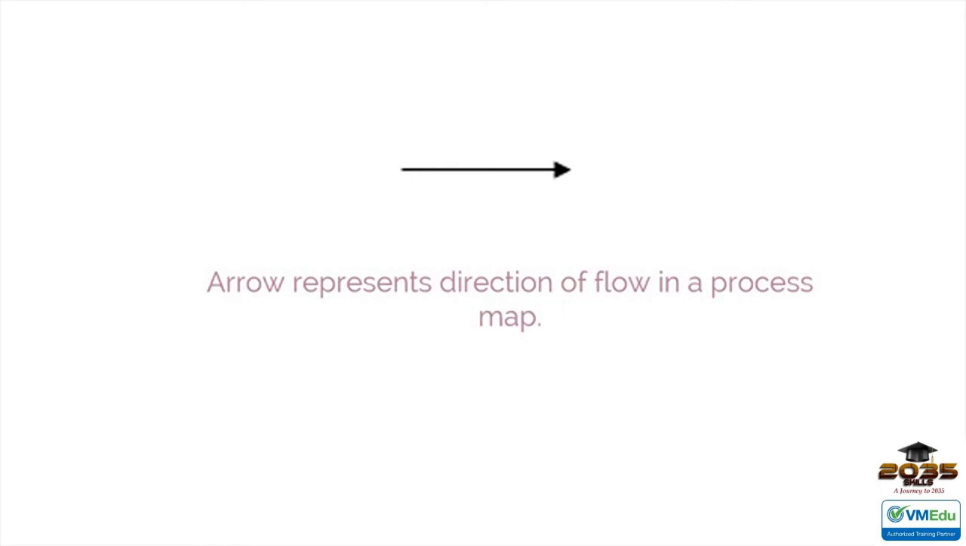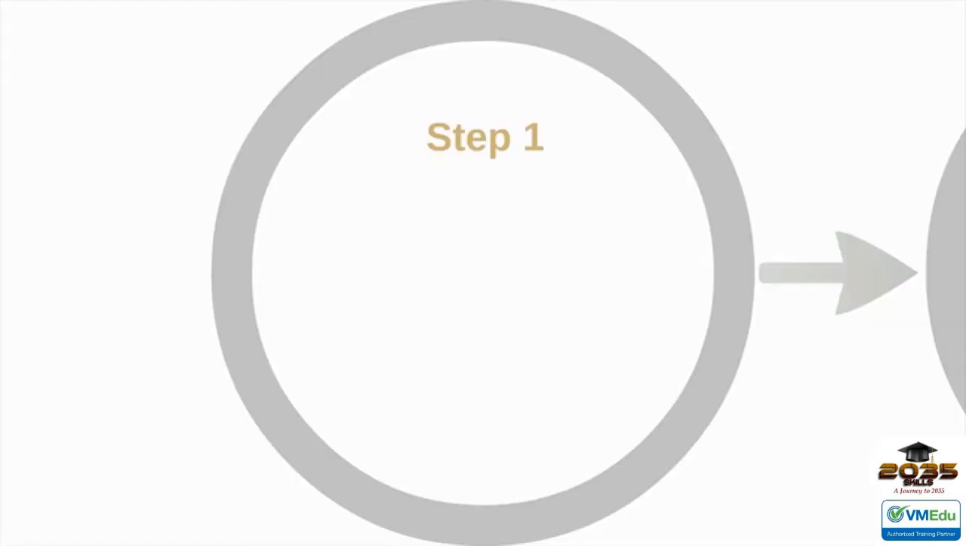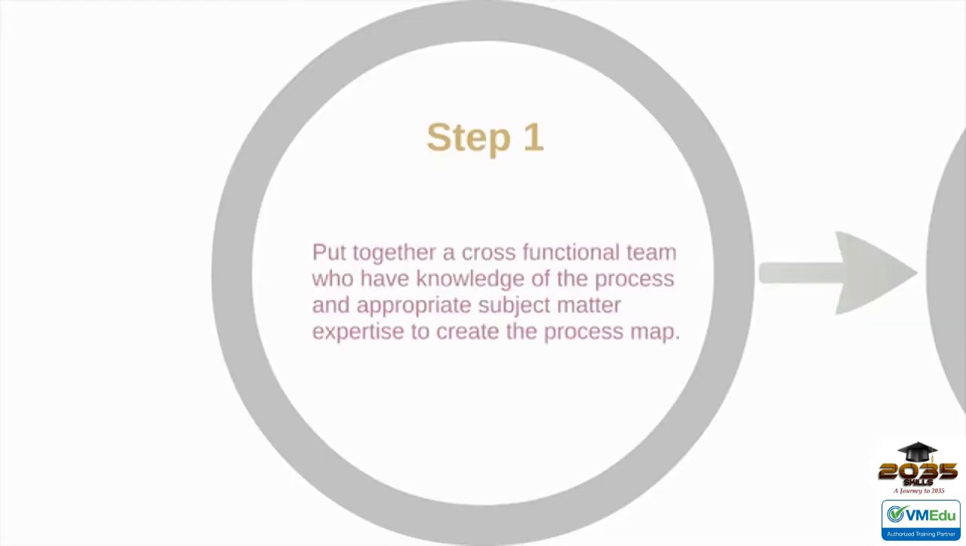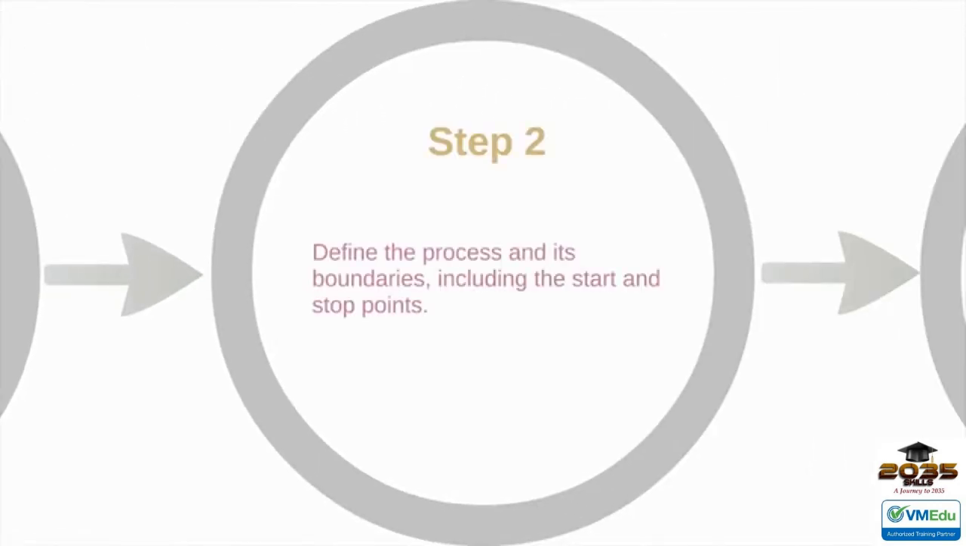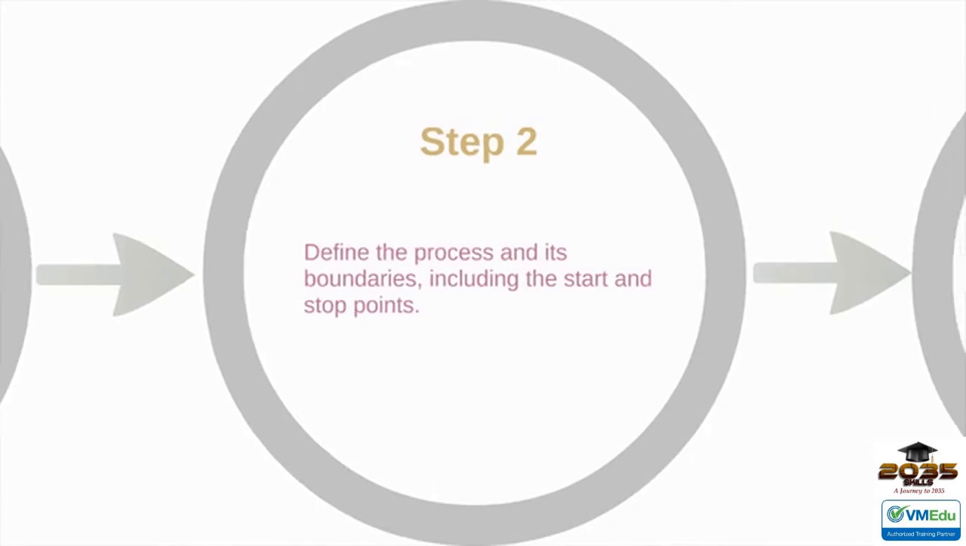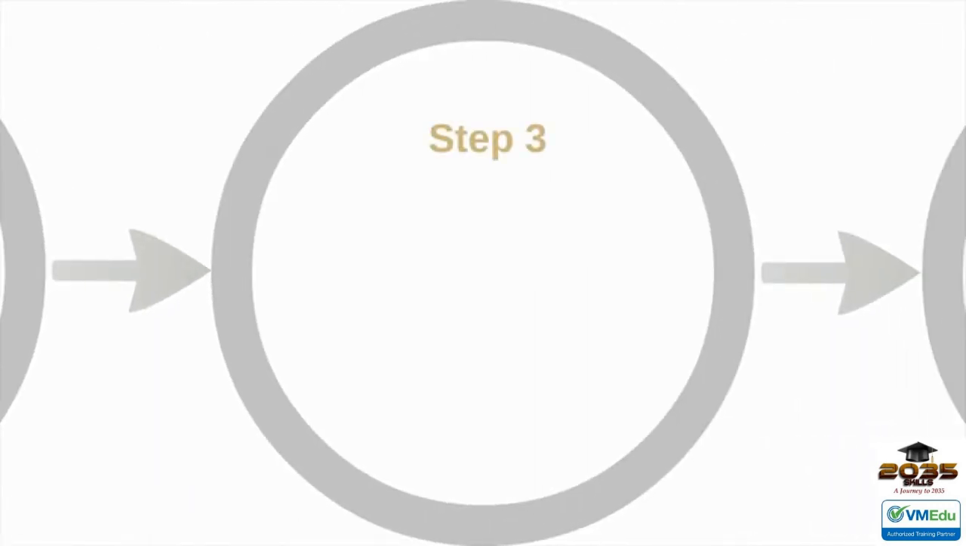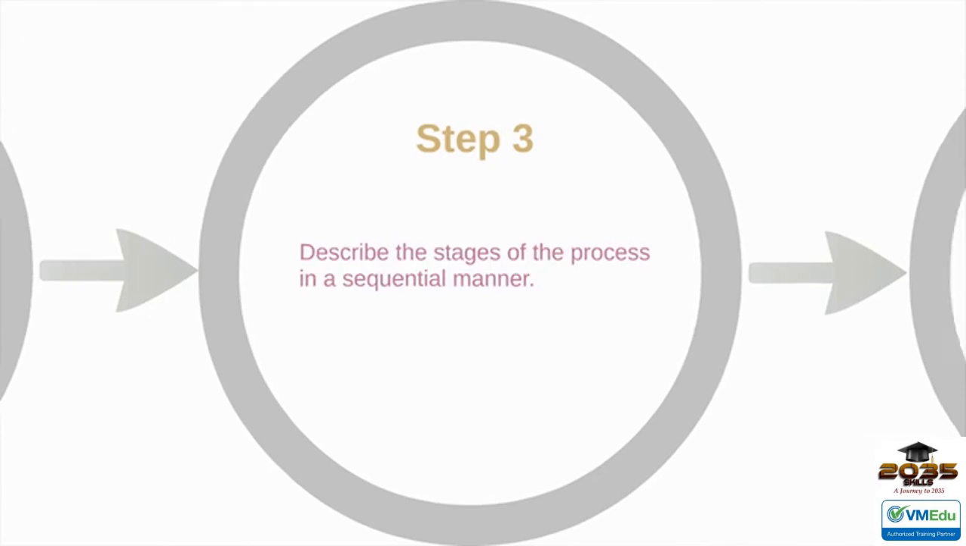Now that you know the symbols of a process chart, what are the steps involved in creating a process map? The first step is to put together a cross-functional team who have knowledge of the process and appropriate subject matter expertise to create the process map. The next step is to define the process and its boundaries, including the start and stop points. The third step is to describe the stages of the process in a sequential manner.